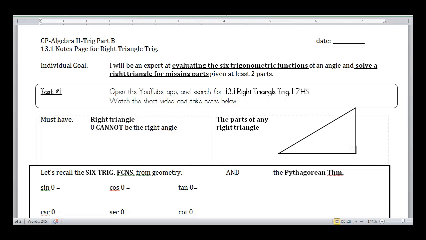In this video, you will become an expert at evaluating the 6 trigonometric functions and how to solve a right triangle for missing parts given at least 2 and the right angle.